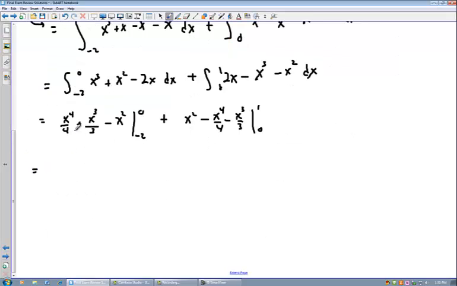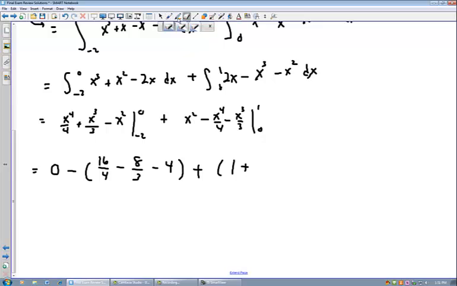And that's equal to, let's just do it right below it here. Now when you plug in 0, you get out 0. So you have 0 minus, now plug in negative 2. Negative 2 to the 4th is positive 16 over 4. And then if you plug negative 2 into x here and cube it, you're going to get negative 8, so you get minus 8 over 3. And then minus negative 2 squared is 4, so minus 4. Plus, now when you plug in 1, this is pretty straightforward. You get 1 minus 1/4 minus 1/3, and then you plug in 0 and you get out 0.